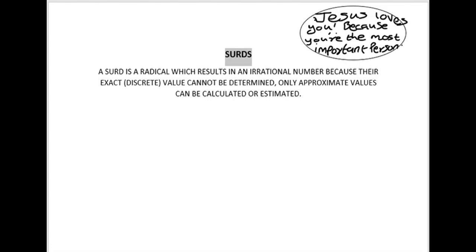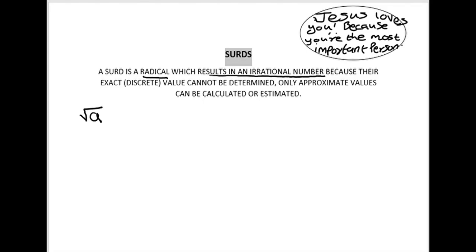Moving on to today's topic, talking about surds. A surd is a radical. Let me emphasize a little on that. A radical is just a root of a number that will result in an irrational number.